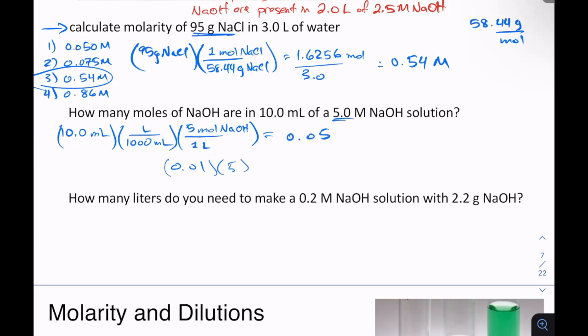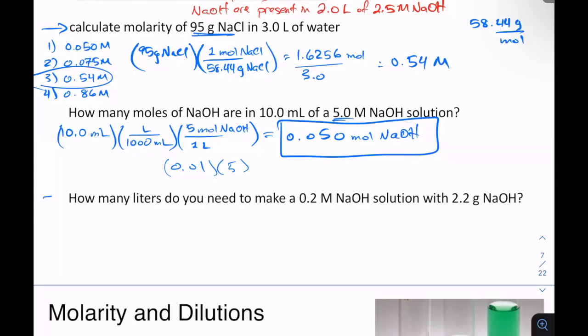And if I'm keeping track of significant figures, it looks like the molarity is given to me to 2 sig figs. So I'm going to report this to 2 sig figs. That's how many moles of NaOH. No answer is complete without the units. It's a number and its units.